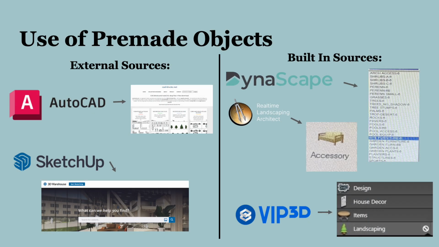Next is the use of pre-made objects. Each software in HORT 120 had its own ways to insert objects within your design. Some were built in, and others required external web pages, from which models would be downloaded and inserted. AutoCAD and SketchUp required us to download our site amenities from external sites, those being 3D Warehouse and CADblocks.net. While in other softwares, Dynascape, Real-Time Landscape Architect, and VIP3D, the site amenities are already preloaded into their built-in libraries of plants and site amenities. This made the design process a lot easier, and I prefer this, as it made for very time-efficient designing.